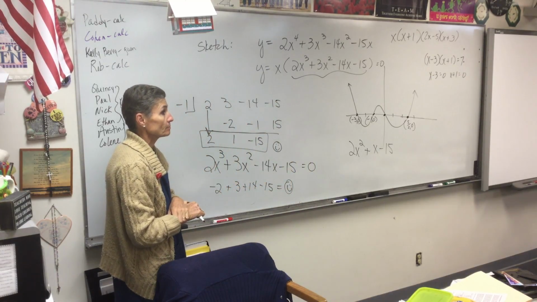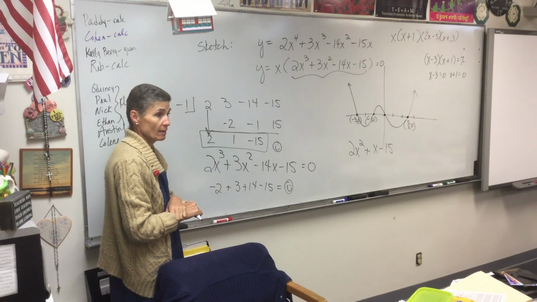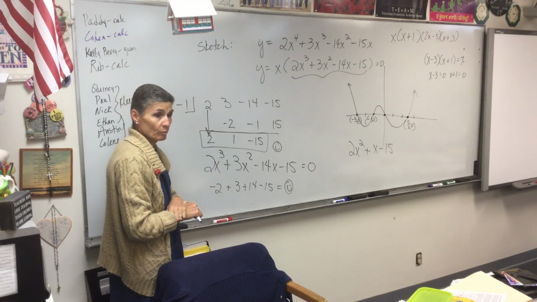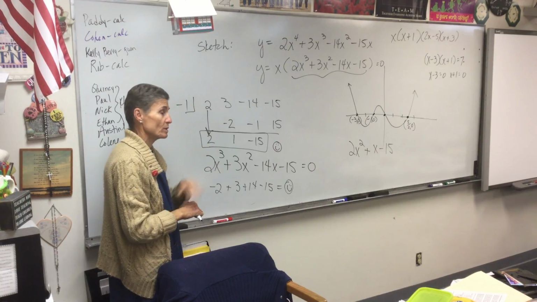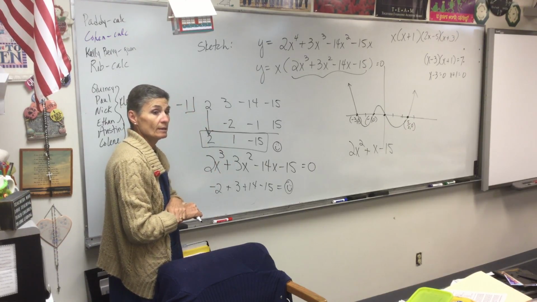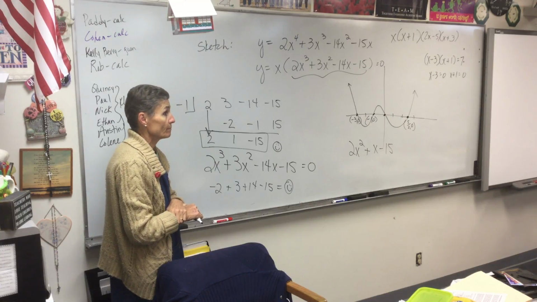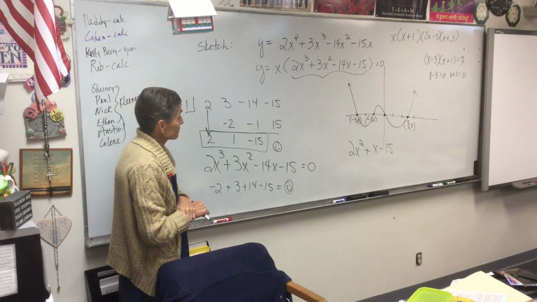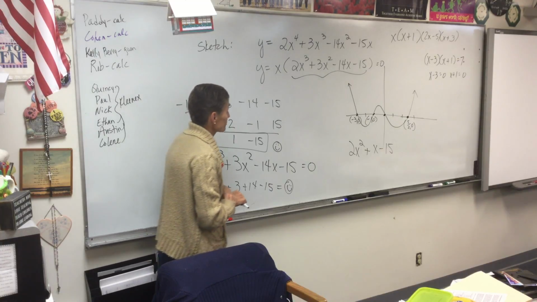How do you know if it goes through or bounces? Somebody tell her. How do we know if when we hit a 0, an x-intercept, we just go straight through it like we did here, or if we're going to bounce off at a tangent? Yeah, the factor's squared or not. The factors are squared. They bounce off.